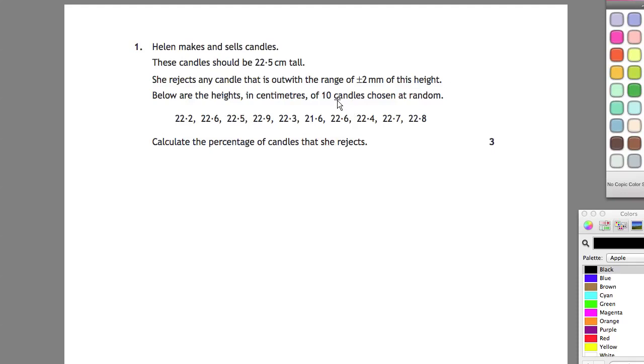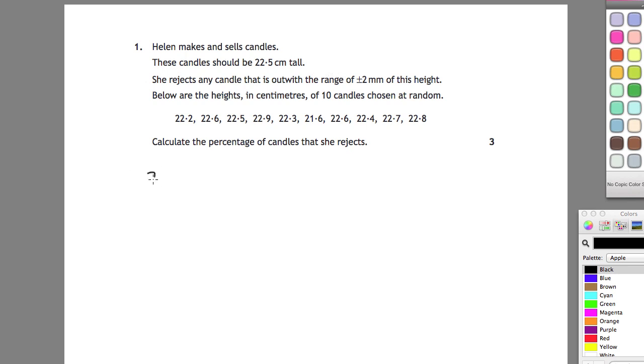So this is 2019 paper one, which is non-calculator, and it's question one. So what they're saying is Helen sells candles. The candles should be 22.5 centimetres tall, but she's willing to accept them if they're 2 millimetres less than that or 2 millimetres larger than that.